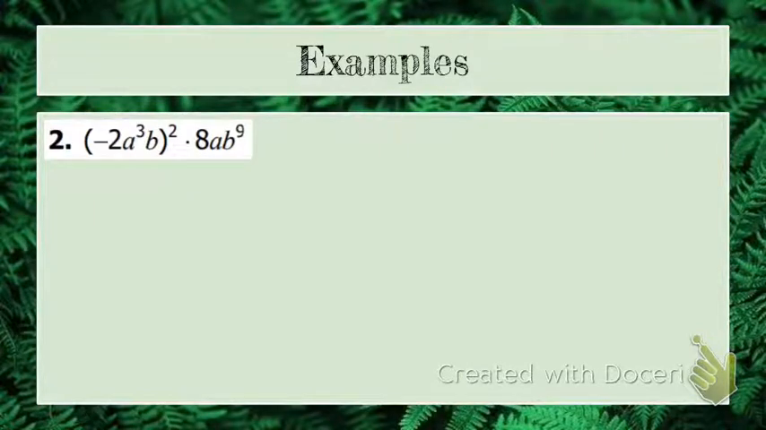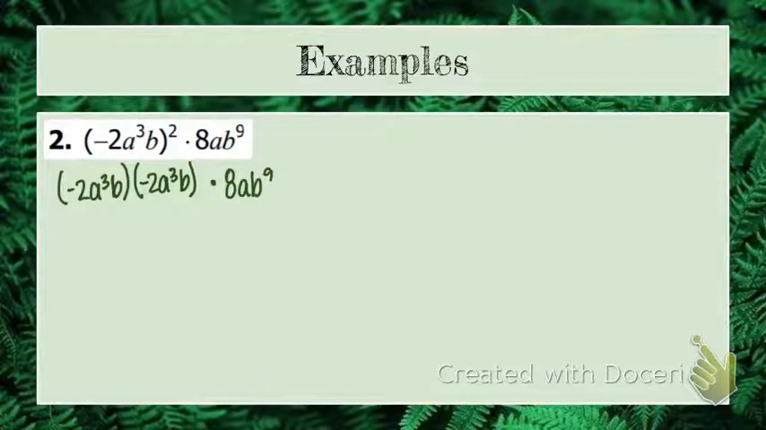Some of this may seem like a review to you, but I want to make sure that we've refreshed our memories because this is going to be important to the next steps that we take. So number 2 looks a little bit different. The first thing that we need to do is apply this exponent to everything inside of here. And so when we square something, that means that we multiply it by itself twice. So I'm going to write it twice. And then multiply those, which we still have our 8ab to the 9th on the end.